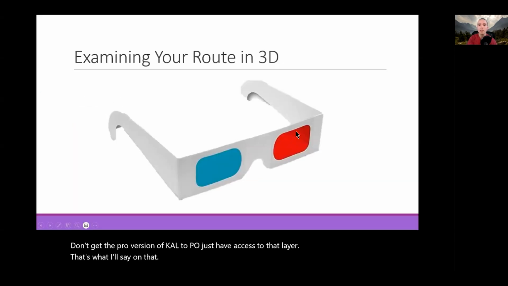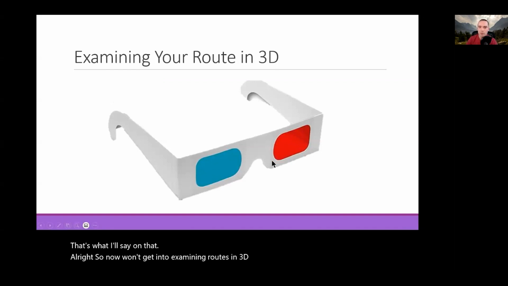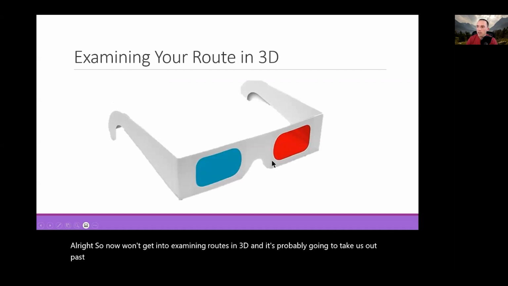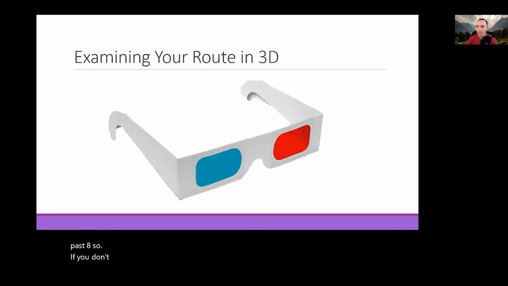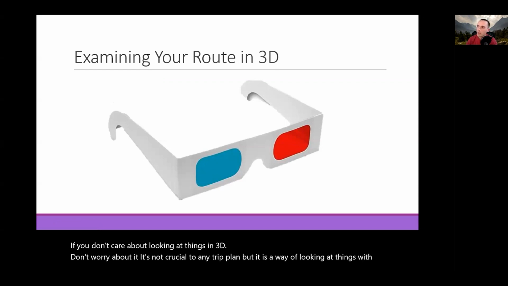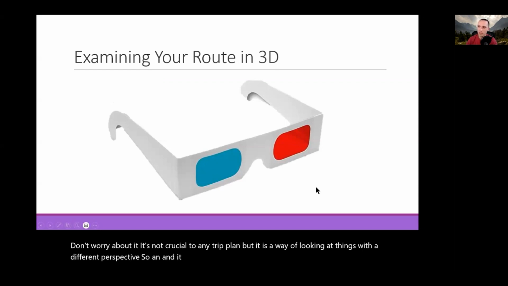All right, so now we'll get into examining routes in 3D, and this is probably going to take us past 8. So if you don't care about looking at things in 3D, don't worry about it. It's not crucial to any trip plan, but it is a way of looking at things with a different perspective. And it can be a little unwieldy to control. So that word of warning there.